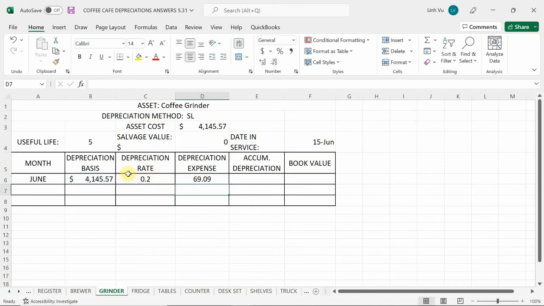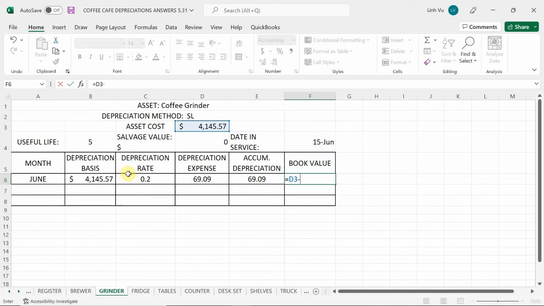$69.09. 6909. Yes. Therefore, how much is my total book value? $4,076.48. Good. Okay.